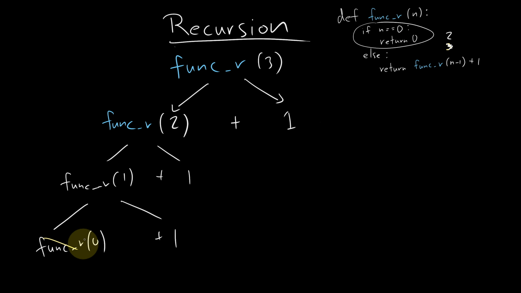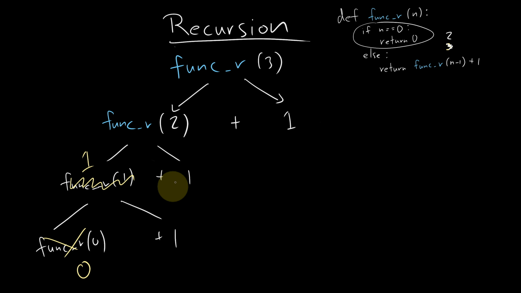So then this, you know it's 0, right? Function R with argument 0 will give you 0. And now here we can actually do the calculation. What's 0 plus 1? It's 1. So function R of 1 is actually just 1. Same thing. Now you're able to calculate 1 plus 1 here.